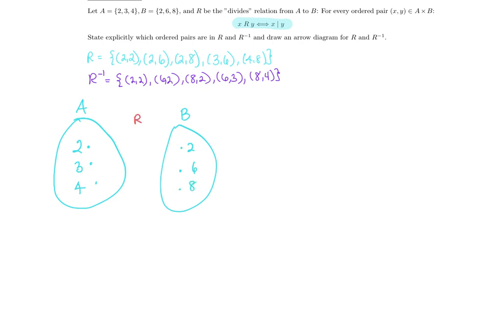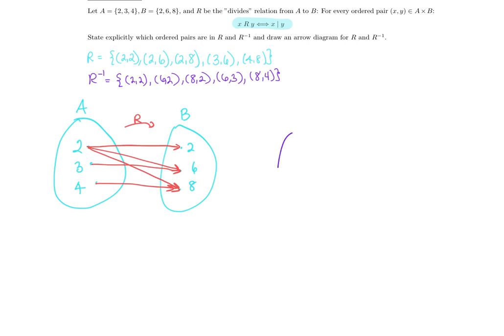Let's show their relation with a red arrow for R. So we know 2 goes to 2, 2 goes to 6, and 2 also maps to 8. We know that 3 is related to 6. We know 4 is related to 8. So they look pretty different than the functions we were looking at, the one-to-one and onto. But that's okay. Remember, functions are just a special type of relation.